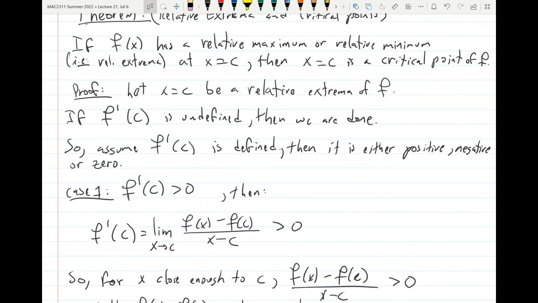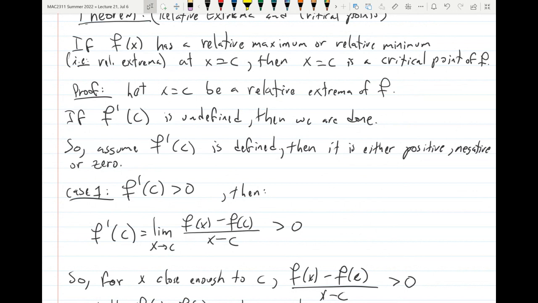Now, what that means is, because we got a contradiction, it means that this case is impossible to have. There's no way that you can have a positive derivative at c. If you have a positive derivative, then those problems show up, and then you cannot have a relative extreme. So the other cases that are left is, okay, then this number is either negative or 0.